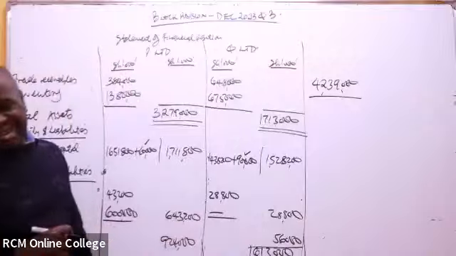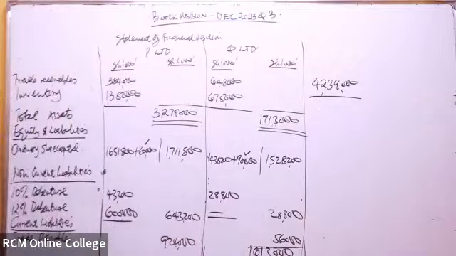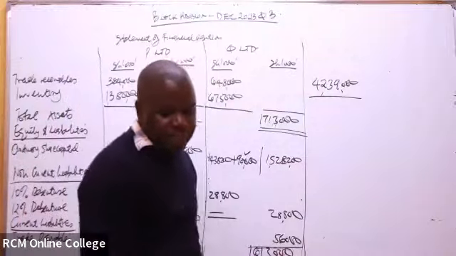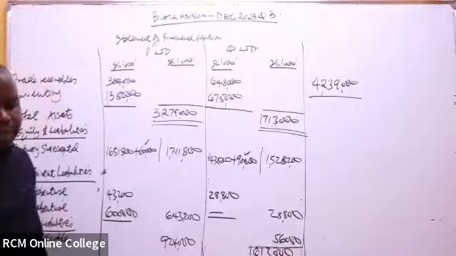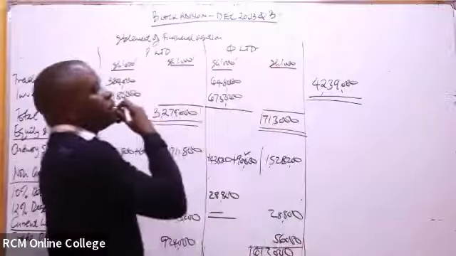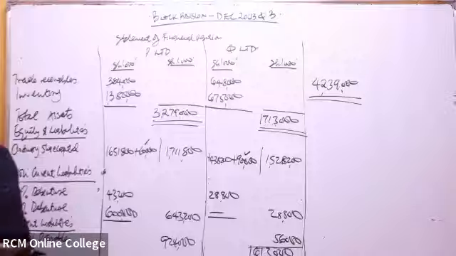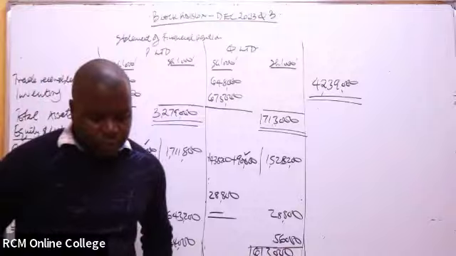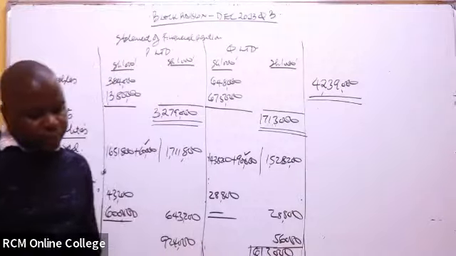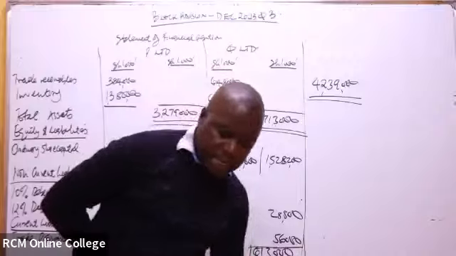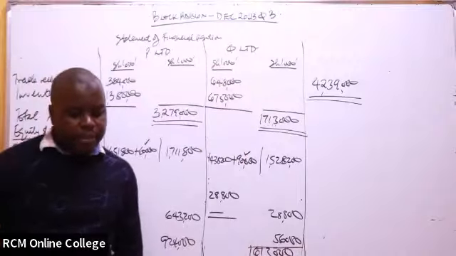Are you able to see that? It is 4239. Then add the side of capital and liabilities in the question paper and tell me what you get. So of course, on the side of the assets, you're getting 4239. Then when you add the side of capital and liabilities, just give me the figure.